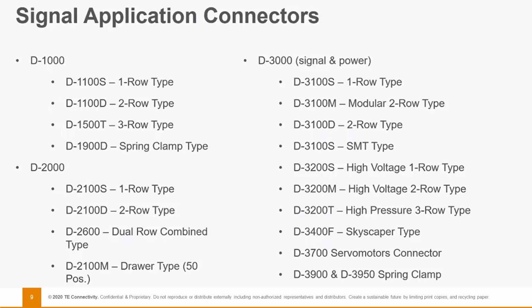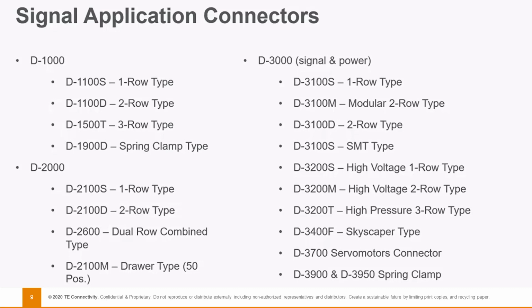Next, the D3000 series encompasses both signal and power connectors. The D3100S represents the 1-row type, followed by D3100M, a modular 2-row type, and D3100D, which includes 2-row types. Additionally, there's D3100S, an SMT, surface mount type, then D3200S, a high-voltage 1-row type, D3200M, a high-voltage 2-row type, and D3200T, a high-pressure 3-row type.